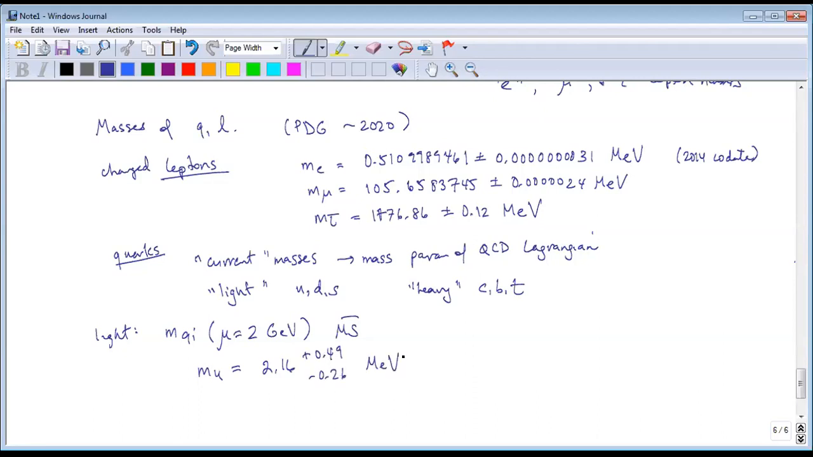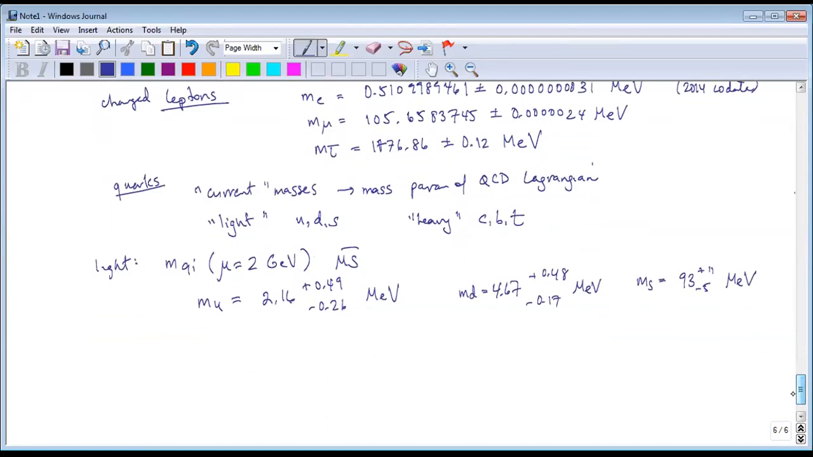So m_u, order 2 MeV, m_d, double that or so, and m_s, significantly larger and more uncertain. There are, in general, better constraints on the combination, the average of m_u and m_d, or the ratio of the two. And there are great discussions in the literature in detail about how these extractions are done. As I said, this is a non-trivial process and an active research area to do this properly. It's a very difficult object because we're dealing with non-perturbative physics.